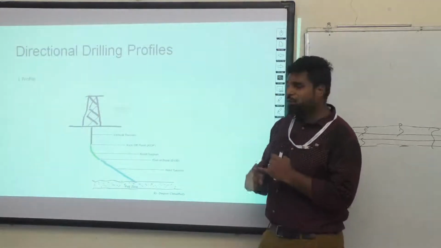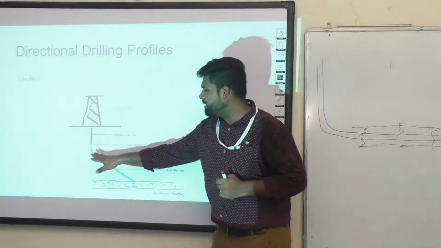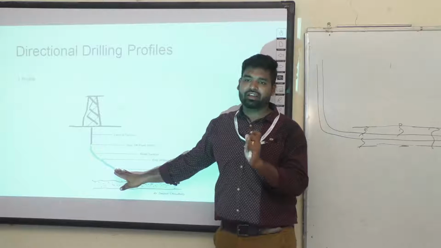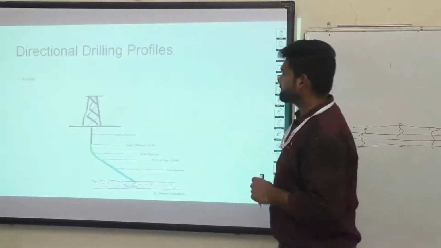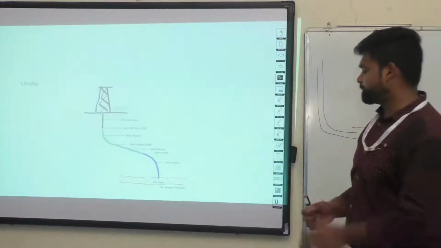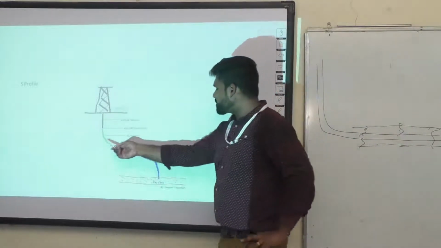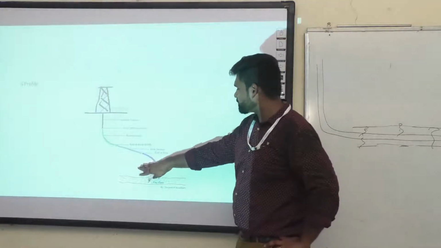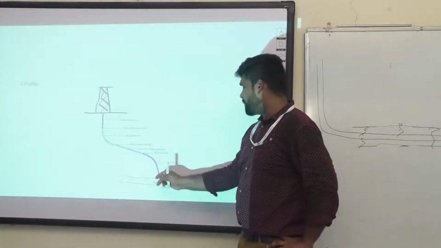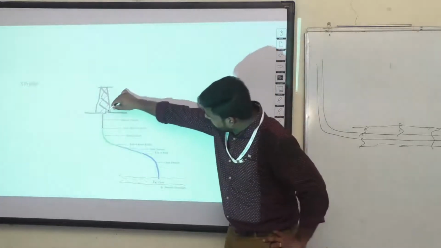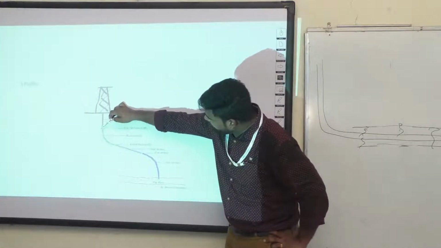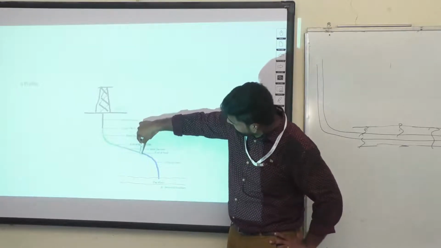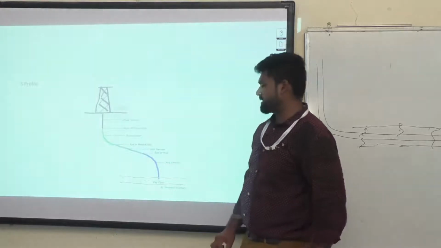Okay, so in an L profile you have one vertical section, one build-up section, and one tangent section. And the next one is the S profile. This also has an L section, but instead you'll have one more drop section. See here, you have a vertical section, from here you have the kickoff point, then a build section, then a hold or tangent section, and then a drop section.